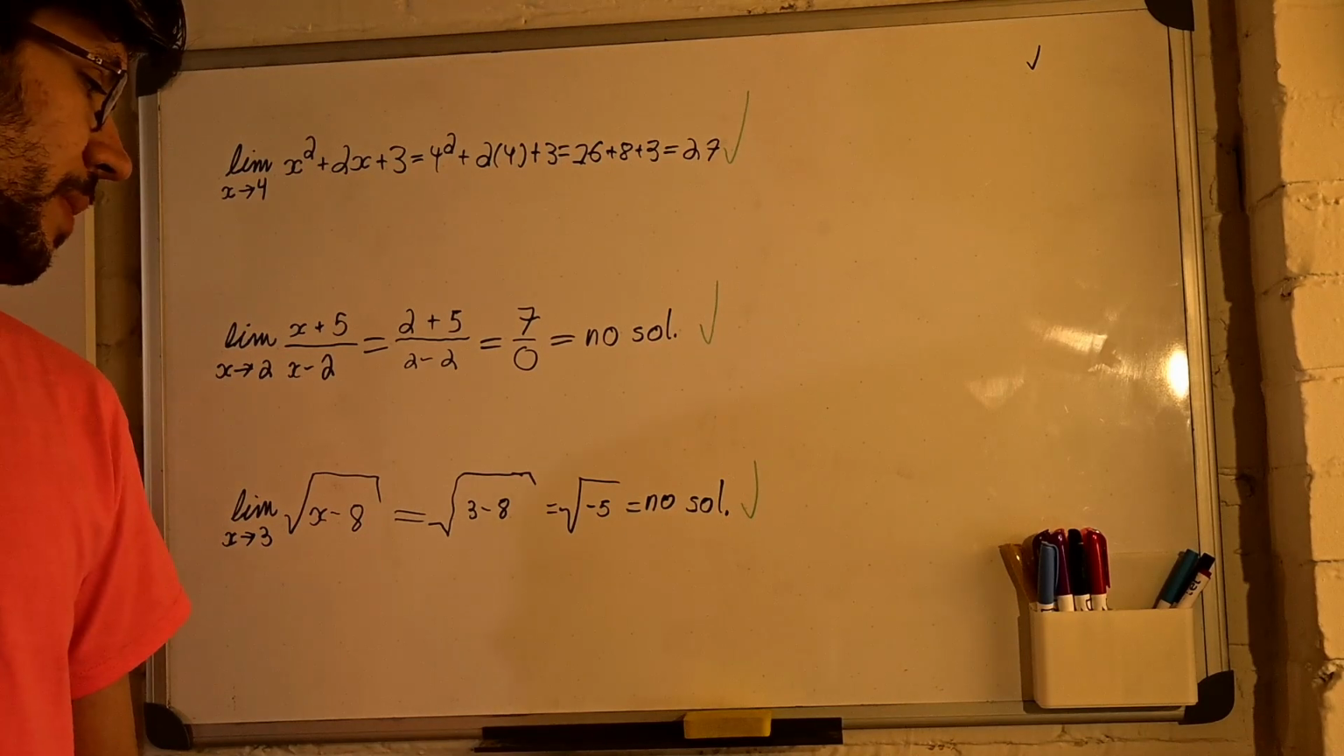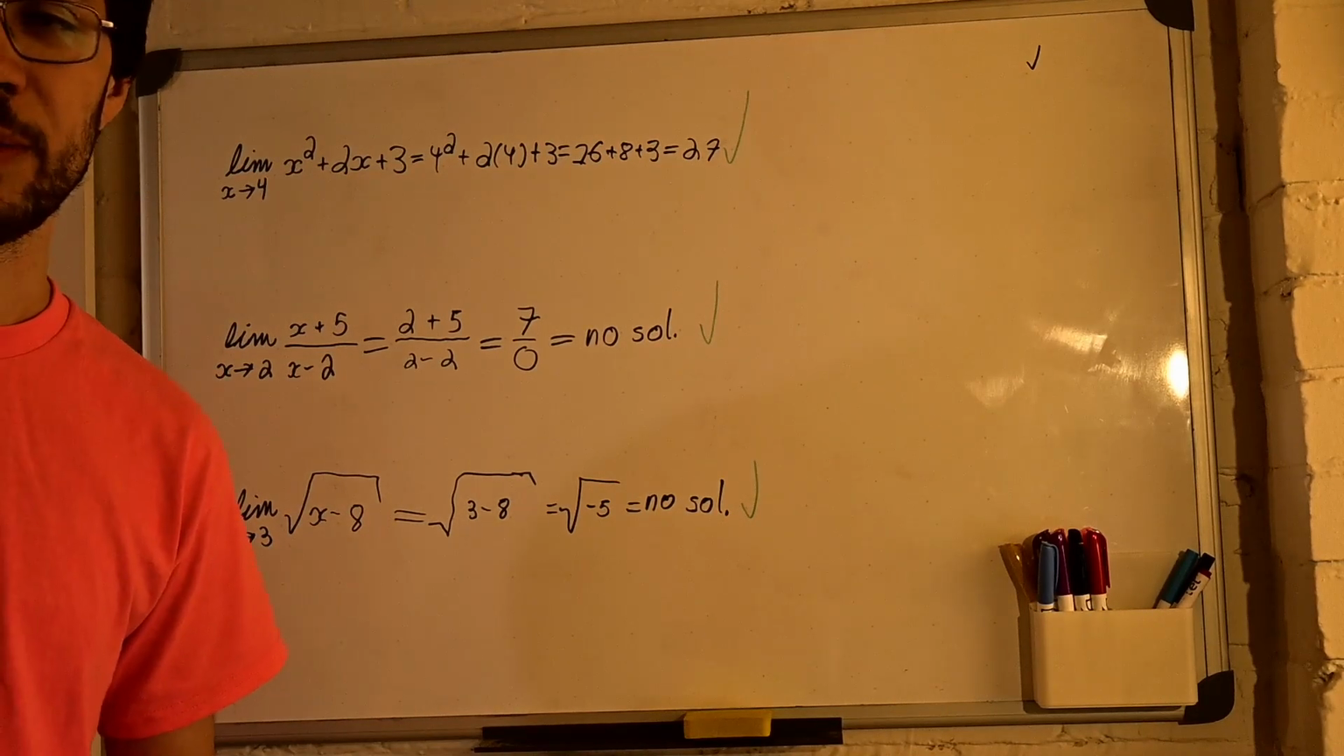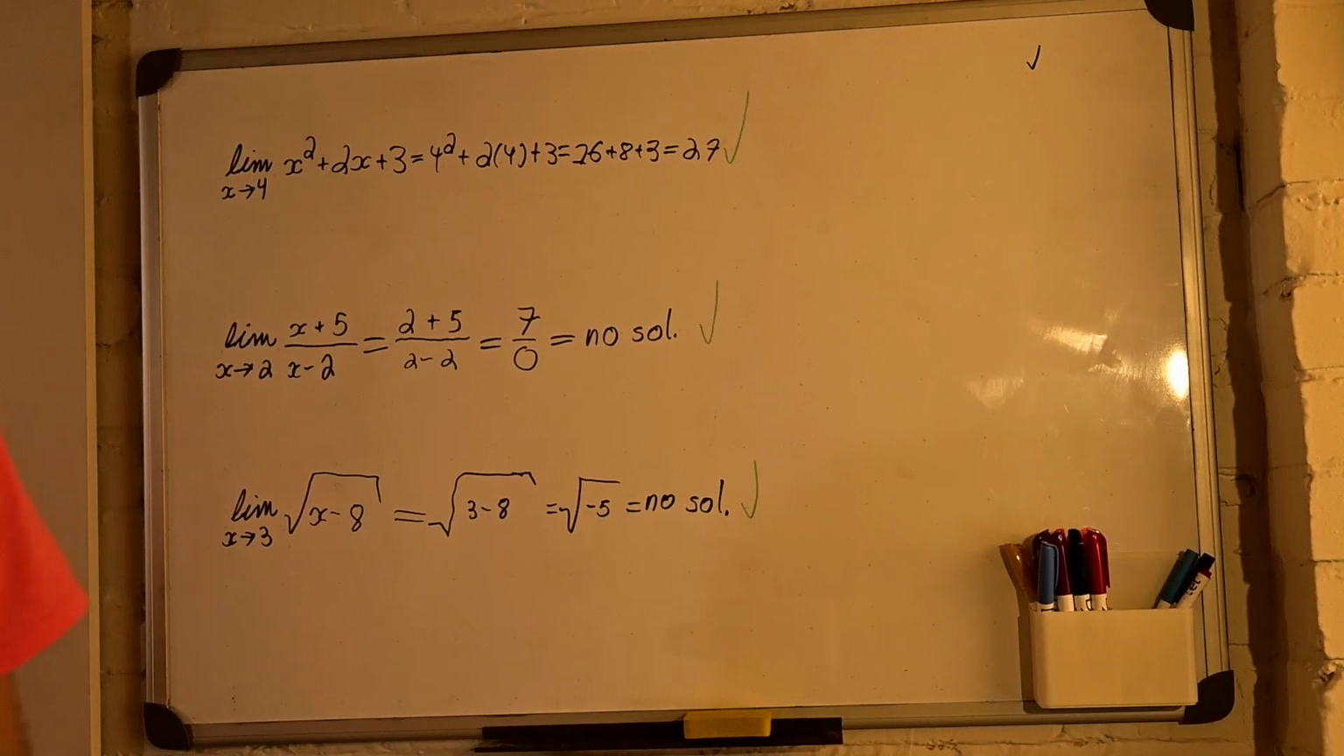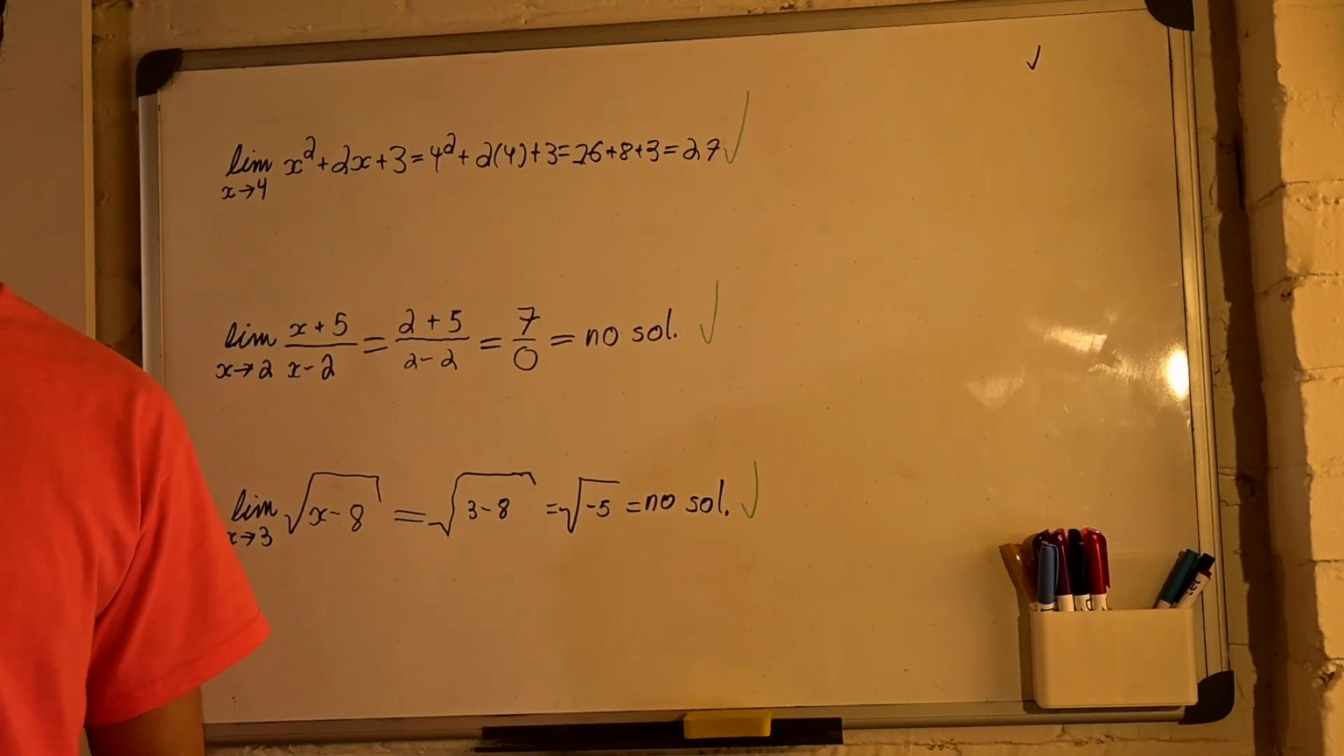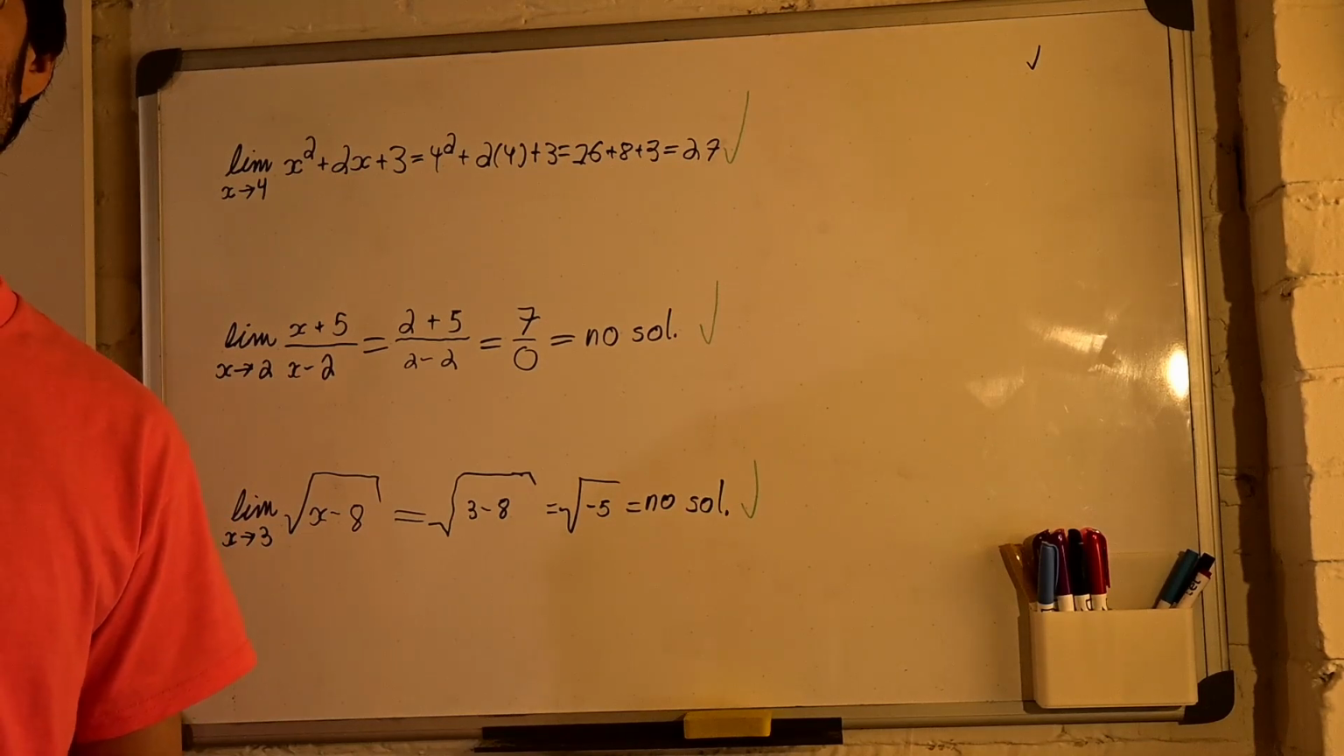And so if you don't understand why that's the case, just think about it for a bit. Let's say you have 25. The square root of 25 is 5, right? Because 5 times 5 equals 25. Now let's say you have negative 25. What's the square root of negative 25? Well, it can't be 5, because 5 times 5 is 25.